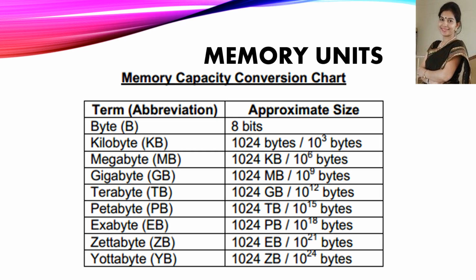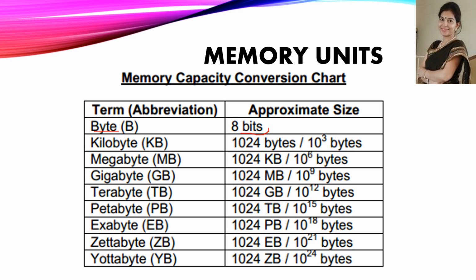Now, like solids are measured in grams and kilograms, and liquids are measured in liters and milliliters, in the same way computer memory is measured in terms of bits and bytes. The smallest unit of data is a bit, and bit is an abbreviation of binary digit. Binary digit is written as bit, and 8 bits form 1 byte.